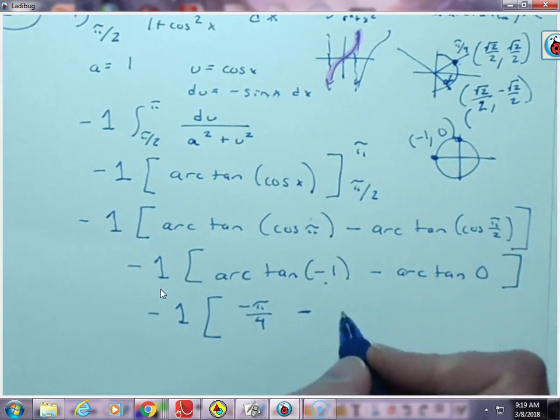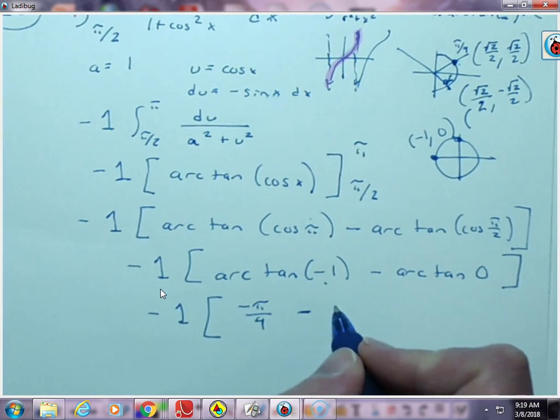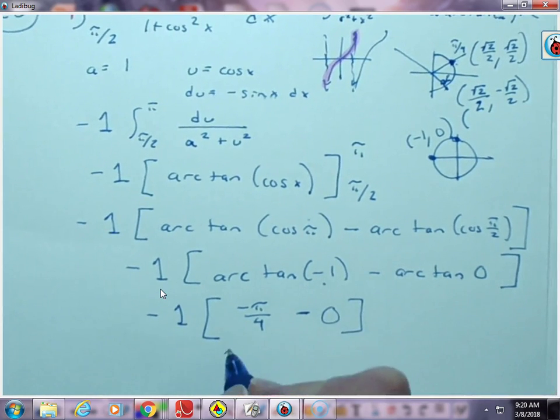The angle whose tangent is 1. Okay, so then you just get pi over 4.